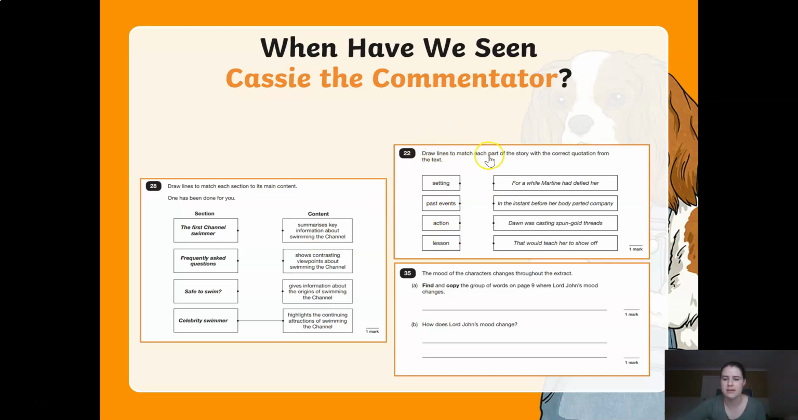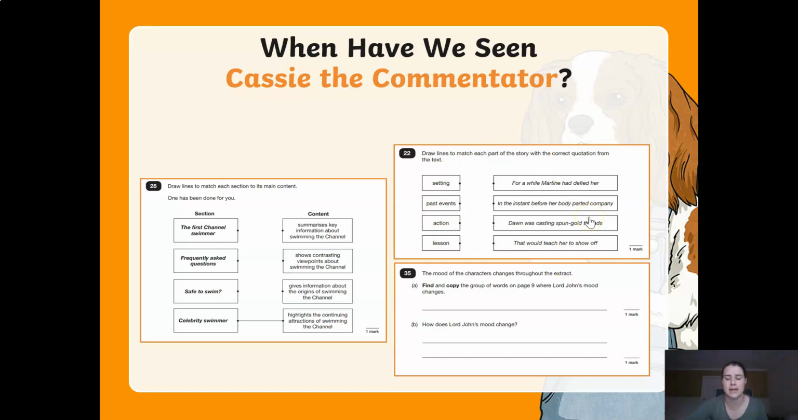You've then got this one here. So again, drawing the lines to match each part of the story, but it matches a specific quotation in the text. So what does each of the quotes then link to? Is it linking to the setting, the past events, the action, or the lesson of the story? So again, it tends to be that matching one here.